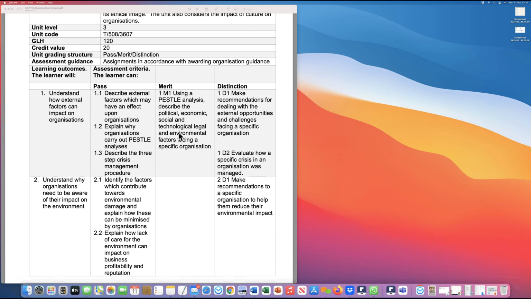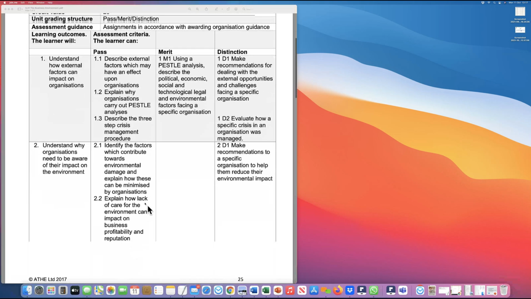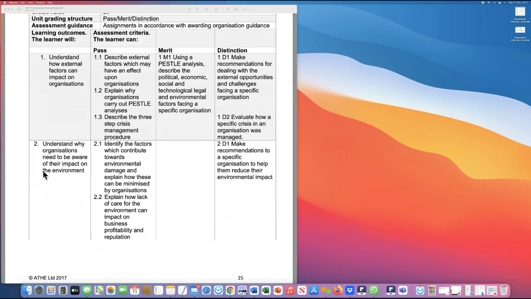So the first learning outcome is going to be focused on understanding the factors which externally, that means from outside the organization, can affect the business and the workings of the business. In the second one, we're going to be looking at understanding why organizations need to be aware of the impact of the environment in particular.